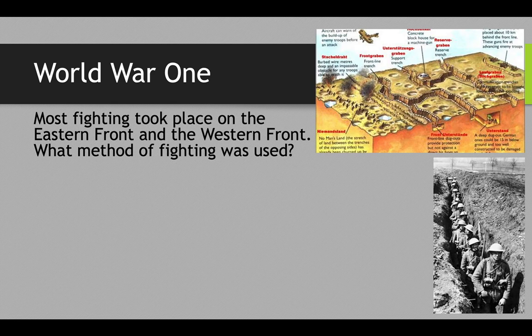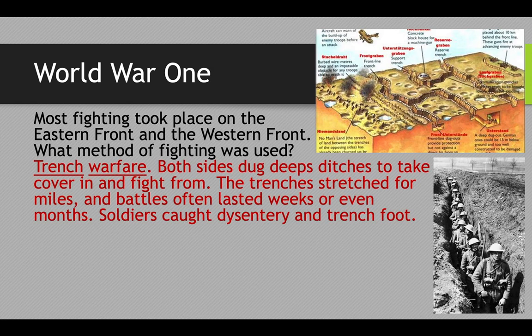Most of the fighting took place on two fronts, which means two basically long lines of battlefields, known as the Eastern Front and the Western Front. The Eastern Front was on the border of Germany, Austria-Hungary, and Russia in Eastern Europe, and then the Western Front was mostly in France and Belgium.